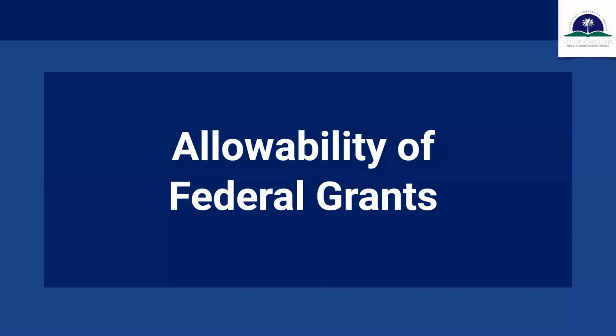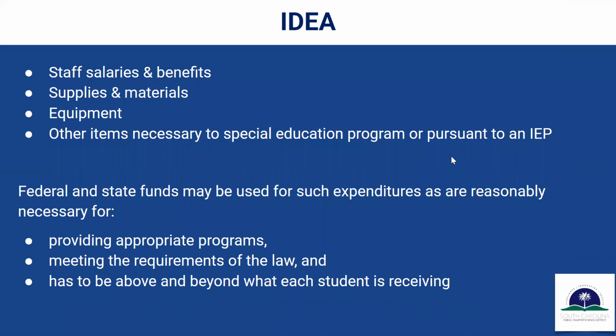Welcome to the Finance and Federal Grants program overview. Today I'll be talking about allowability of federal grants, specifically referring to IDEA and CTE. So we'll start with IDEA. Your IDEA federal grant money can be spent on the following: staff salaries and benefits, supplies and materials, equipment, or any other items necessary to your special education programs or pursuant to an IEP.